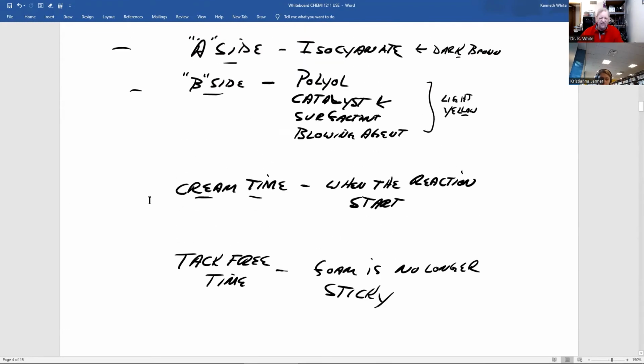Now, one thing I should tell you right here, the cream time, that tells you when the reaction starts. And if you want a fast cream time, meaning a fast reaction, you add more catalyst. A slow cream time, meaning a slow reaction, you add less catalyst.